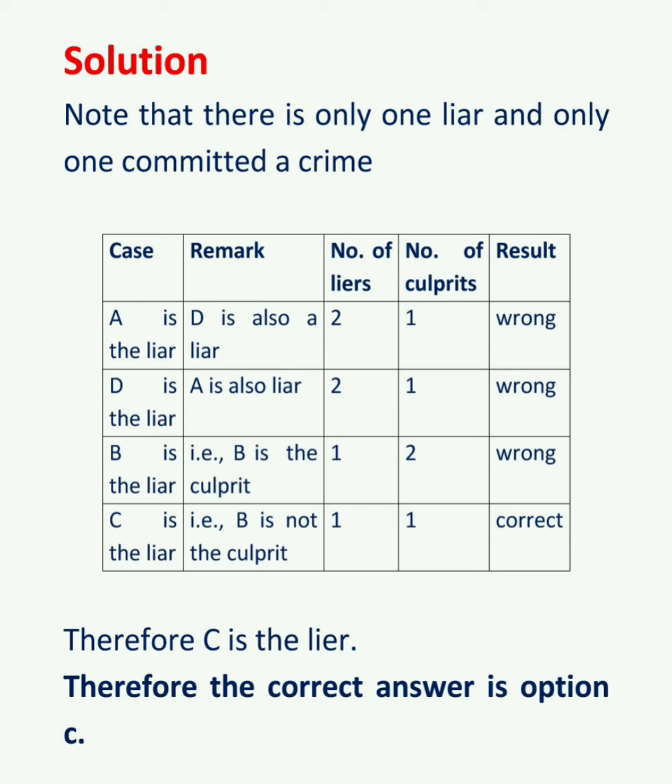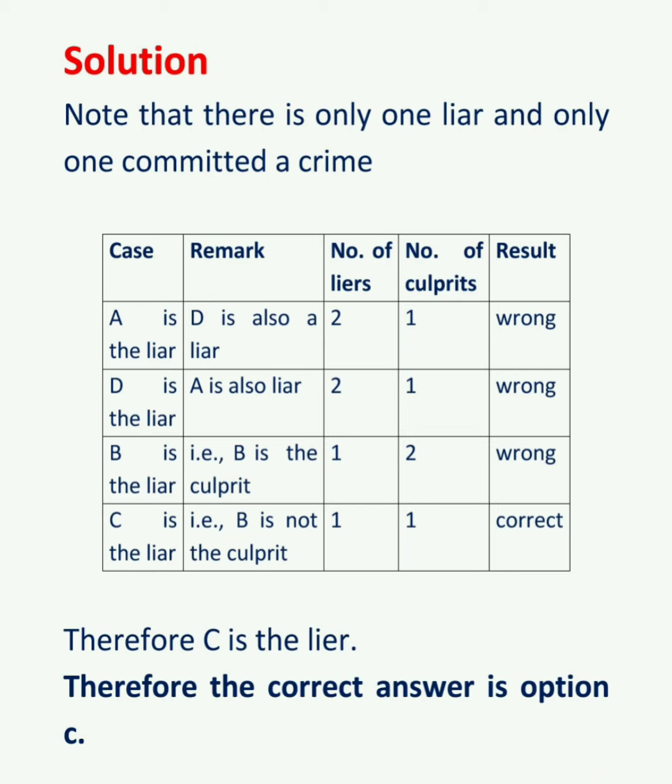First case, suppose A is a liar, then B is also a liar. So A is a liar if and only if D is a liar. Right? Therefore, A and D are not answers. Now come to B. Suppose B is a liar. What does B say? B says I did not. Suppose B is a liar, therefore B is the culprit. B says I did. B is the culprit.